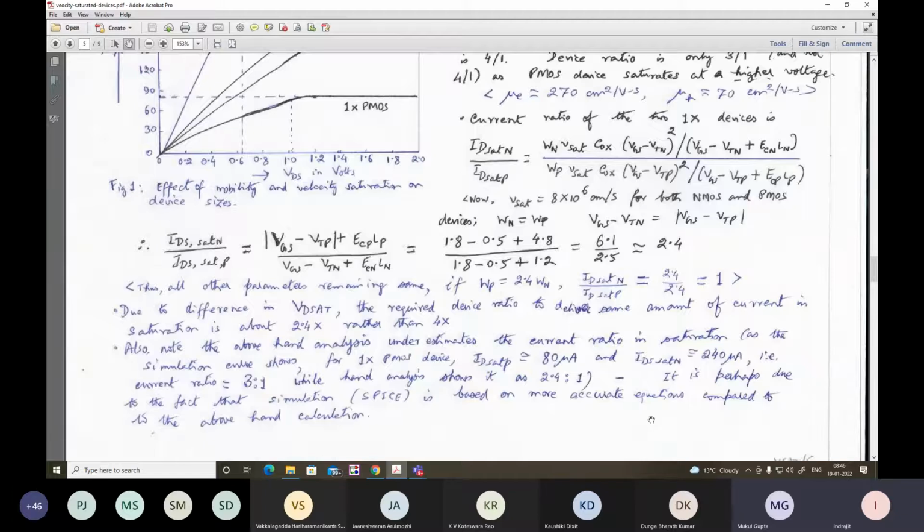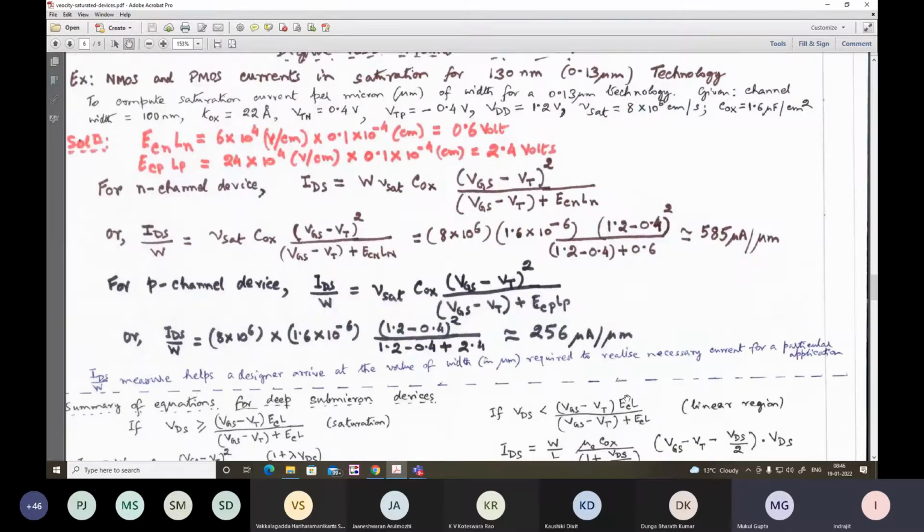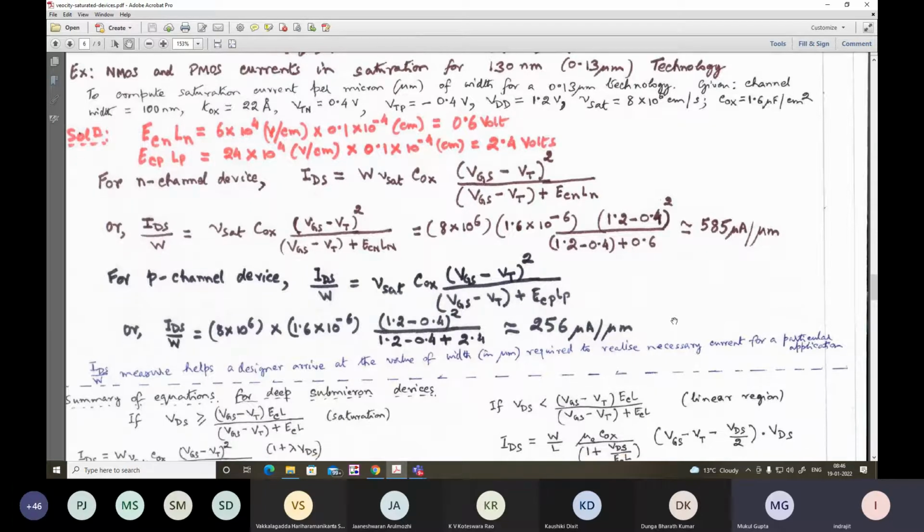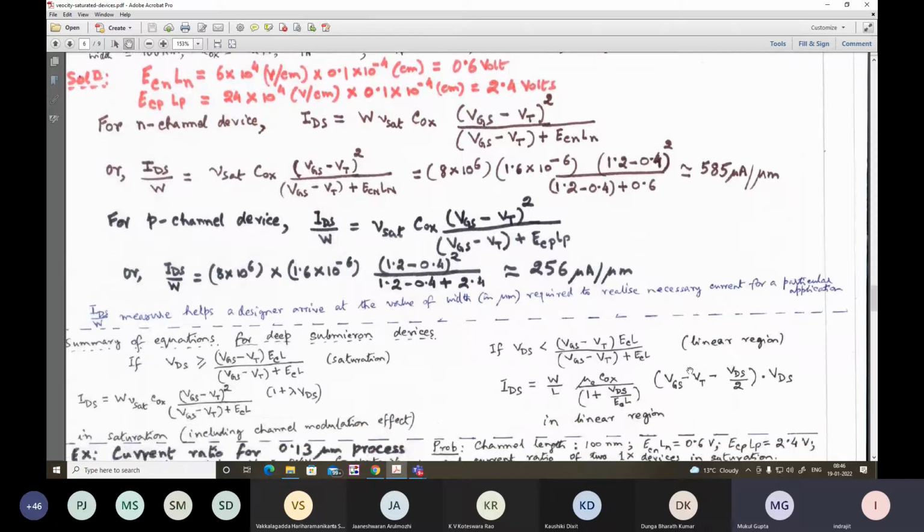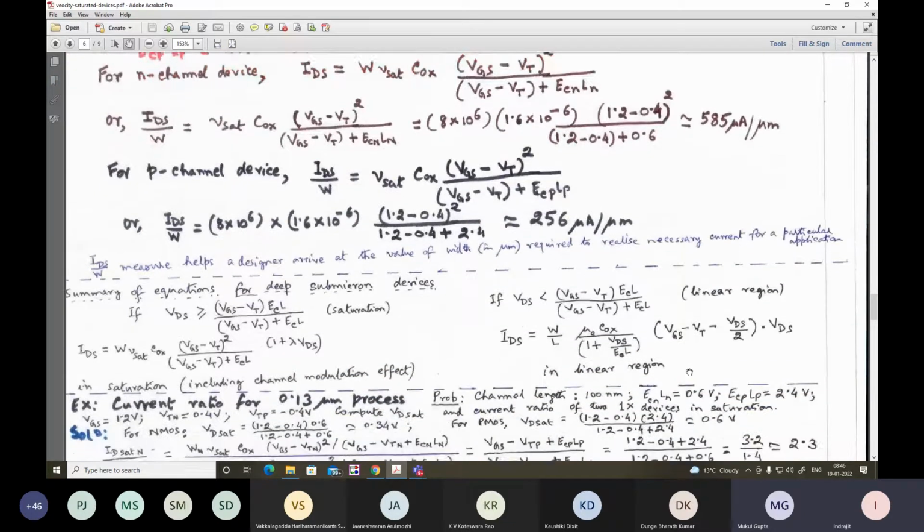Okay, so this is how the different technologies have taken into account the evolution of the terminal voltage, say from 1.8 to 1.2 volt. Also, the channel length has gone from 200 nanometer to 100 nanometer, and so on.